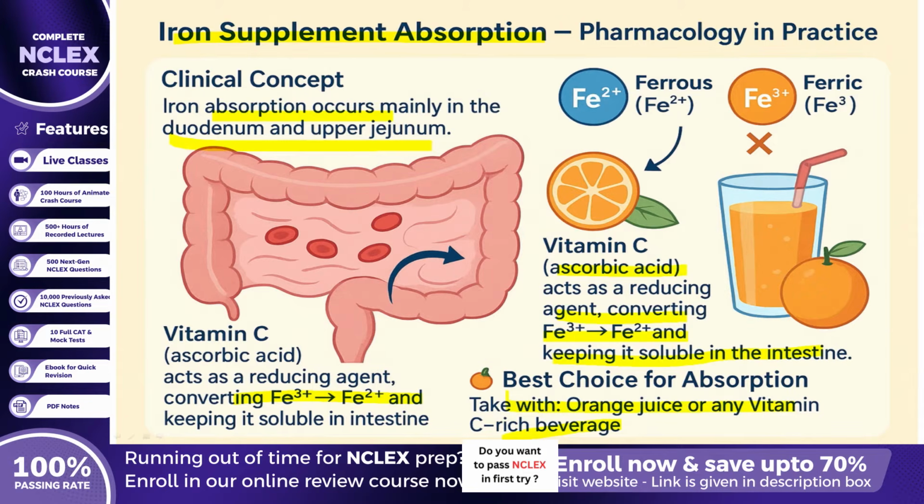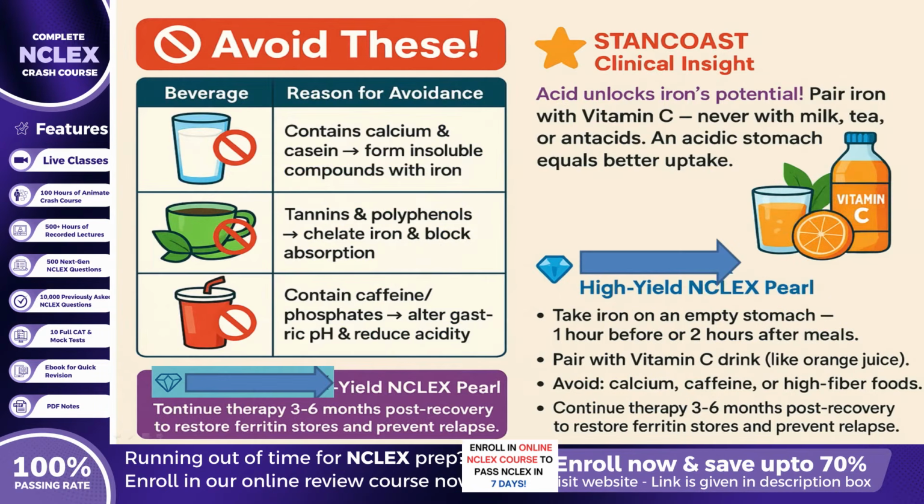In contrast, milk should be avoided because it contains calcium and casein, both of which bind to iron and form insoluble compounds that hinder absorption. Similarly, tea contains tannins and polyphenols that chelate iron, further reducing its bioavailability. Soft drinks, especially those containing caffeine or phosphates, can alter gastric pH and decrease the acidic environment needed for proper iron absorption, offering no nutritional benefit.